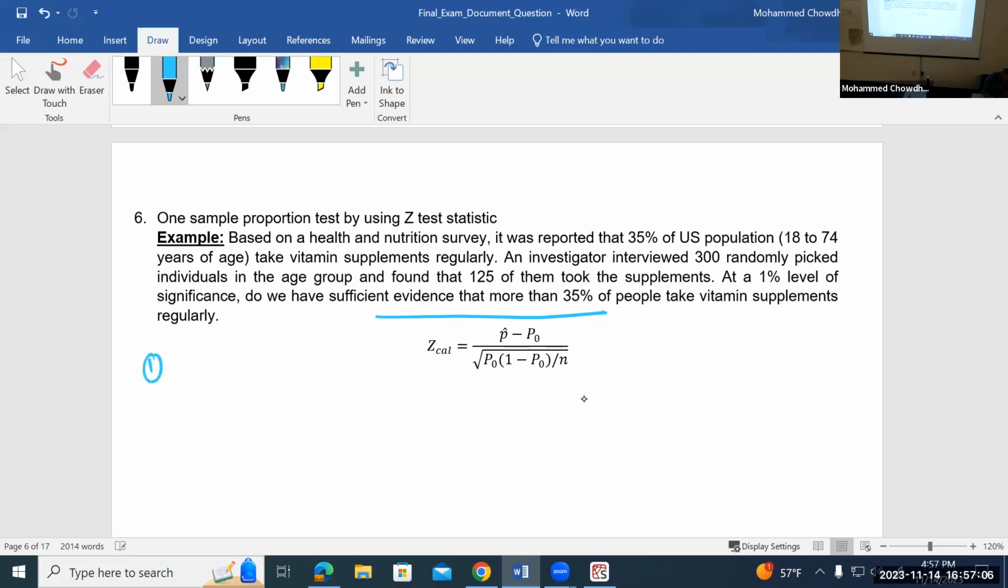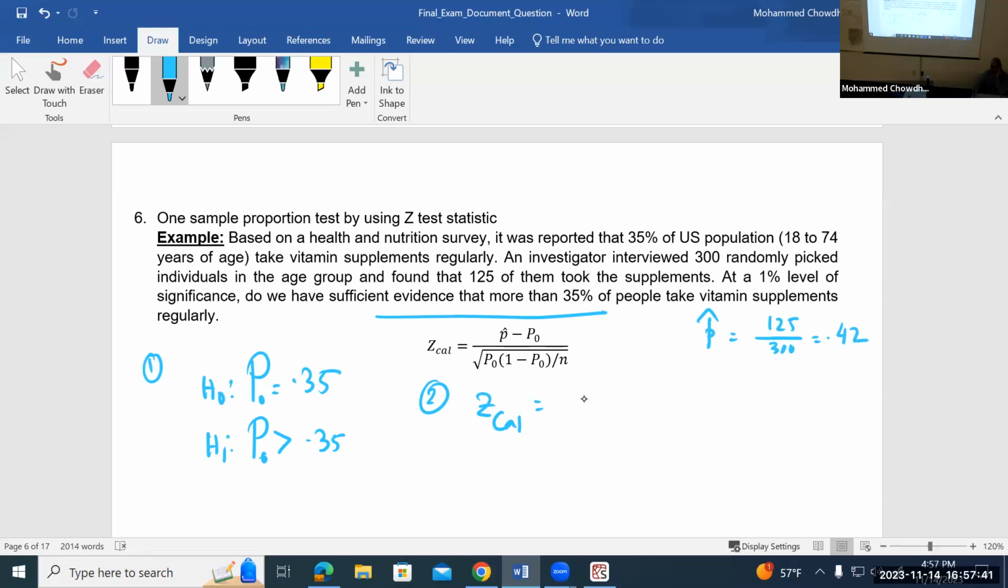So step one is setting up the null and alternative hypothesis, which is H0: P, the proportion, equal to 0.35, and the alternative hypothesis P greater than 0.35. Why greater than? More than. Number two is calculating the value zcal. So now this is my P0, P hat equal to what? 125 out of 300, which is equal to 0.42, right? 125 over 300 equal to 0.42.